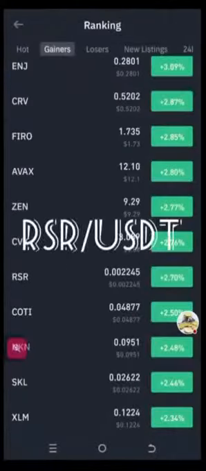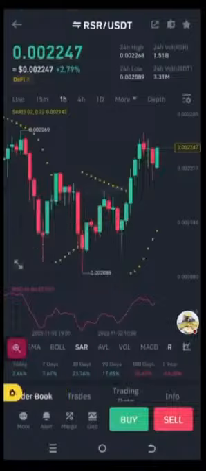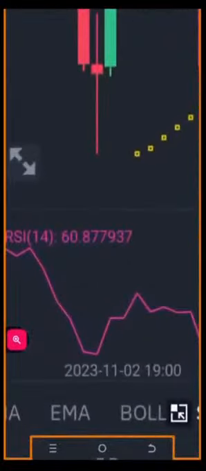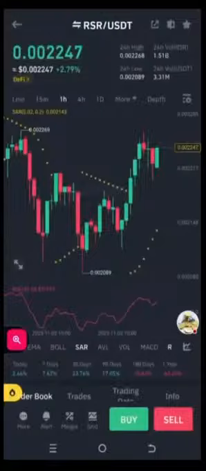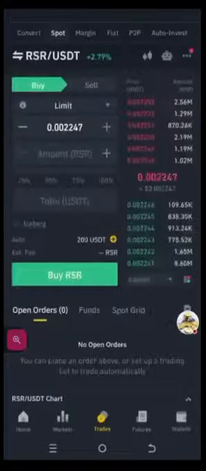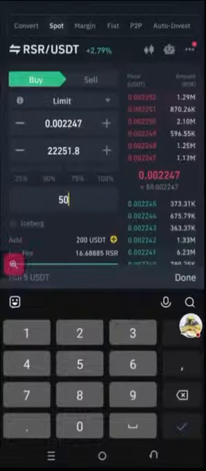Okay, RSR, let's see whether you're going to give us something. Oh yeah, I think I'm going to try this RSR. Look at it. Let's check what is the RSI for RSR. I think it's 60, and it looks like it's in pump. But let's go with RSR. Here we come. All right, so we got $200 here. Let's go. So let's do this $50 and check it out.